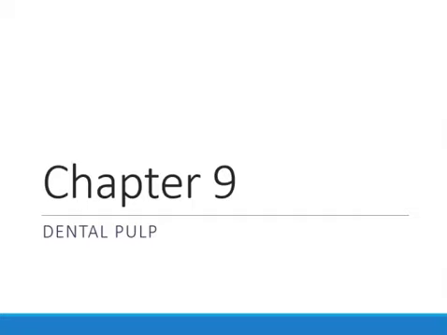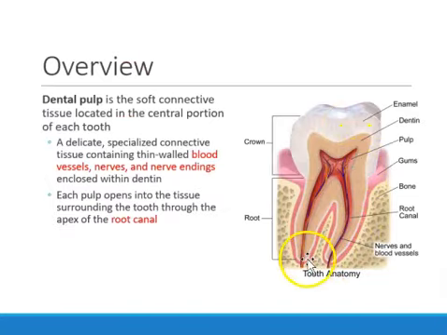All right, let's learn about the pulp. So if I show you a picture of the dental pulp, this is what we're looking at right here. The most inner portion of your tooth is the pulp. It's actually soft. Later on in the slide, we'll learn that it's like a gelatin-like type of substance that's inside the pulp. And then inside the pulp, you're going to see blood vessels, you're going to see nerves and nerve endings.